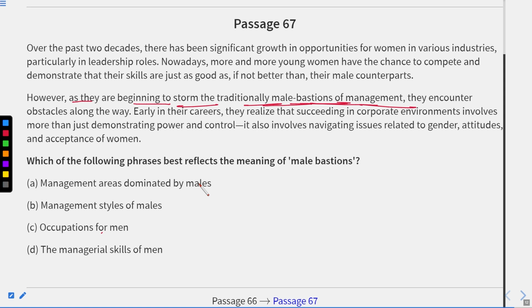was an approach that only men can lead well. But nowadays, women are trying to remove this thought from the minds of the people that only males can lead well. They want to prove themselves that yes, women can also lead well. That is why, in a male bastion, management areas are dominated by males only. So according to this, A will be the correct answer. The meaning of this particular phrase is management areas dominated by males. Okay.